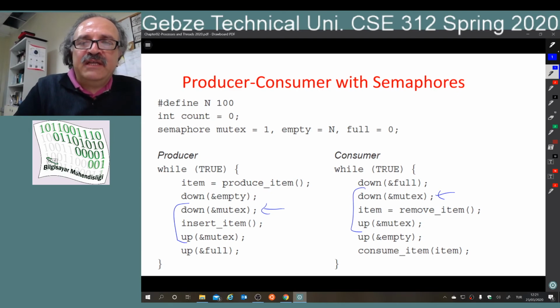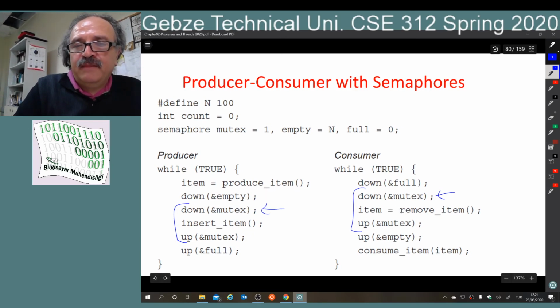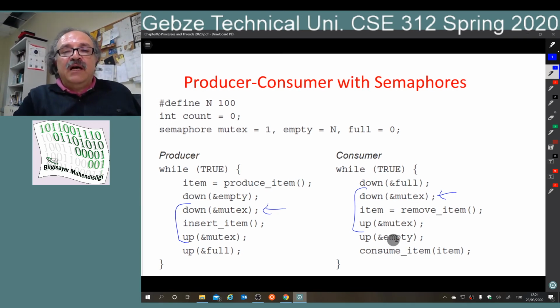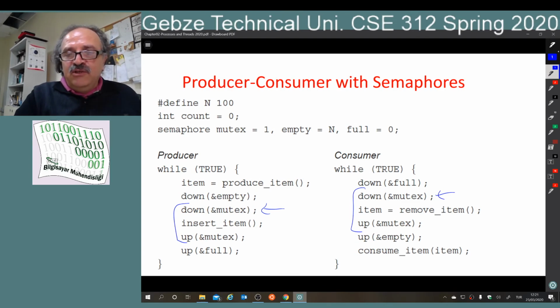Okay. And after that, it will say that I need the critical region mutex. Then I will remove the item. Okay. Up mutex. Then it says that I will up empty. If empty was 0 before, that means that somebody is waiting on it. Okay. So it ups empty. Good. So this is the whole solution.